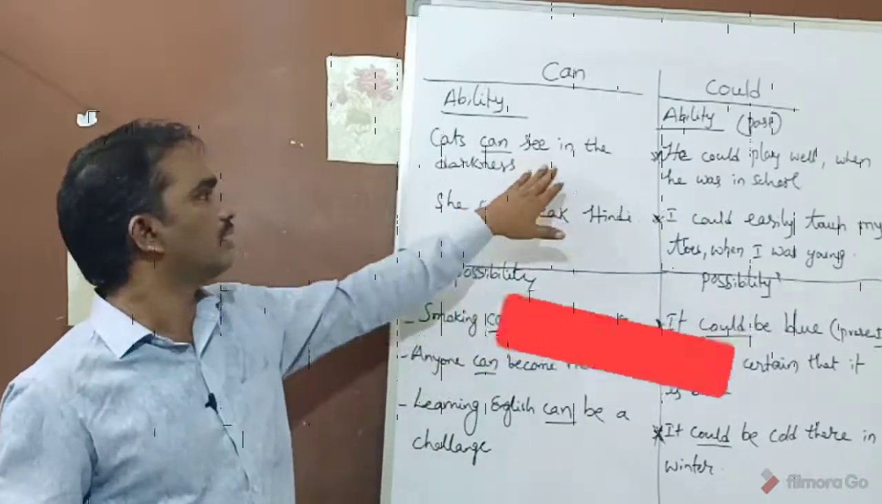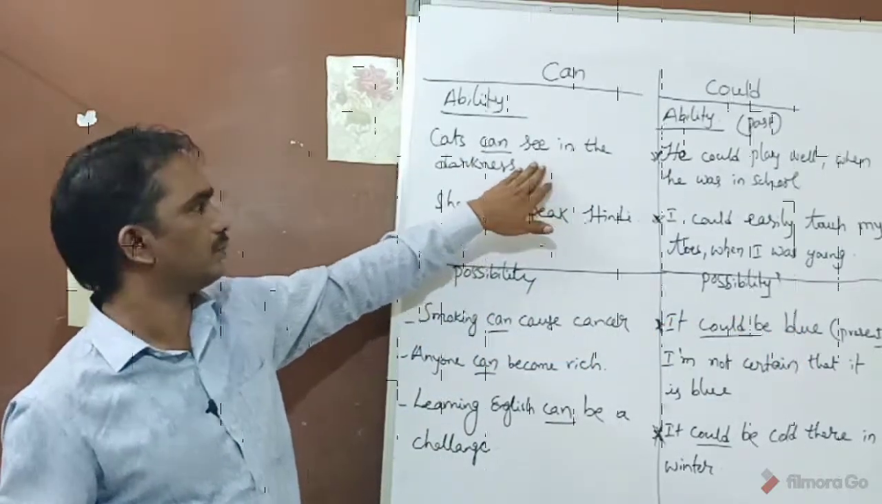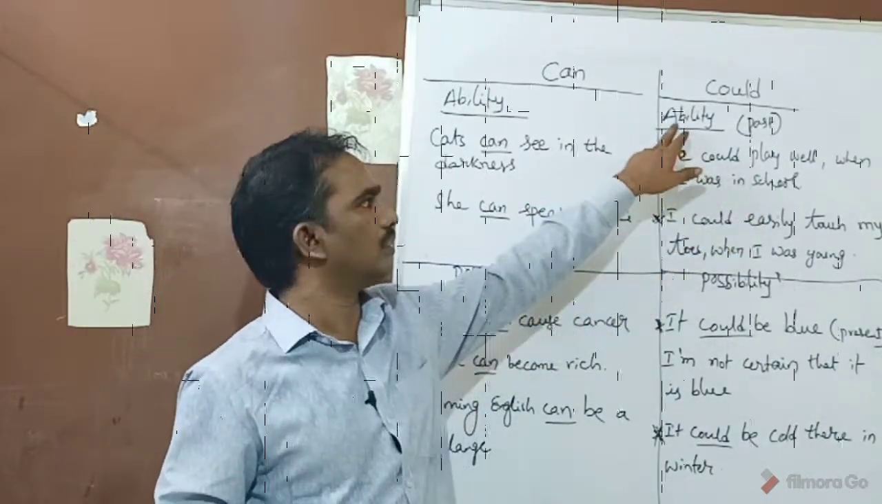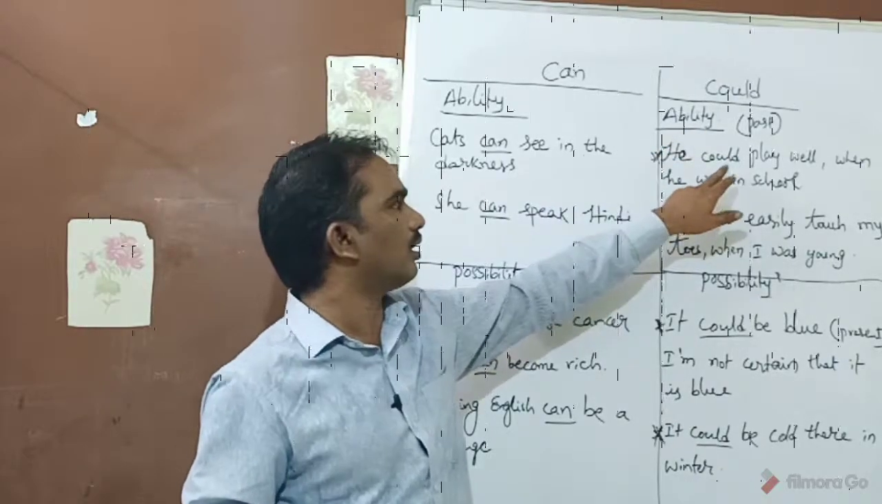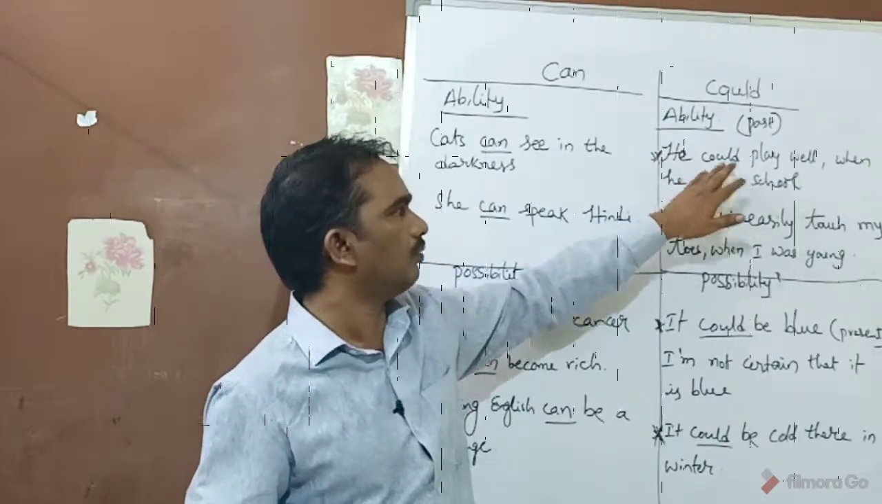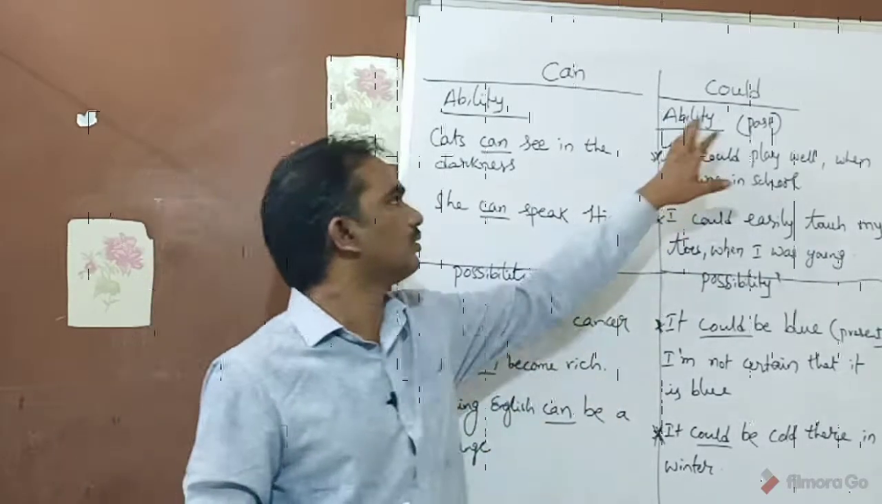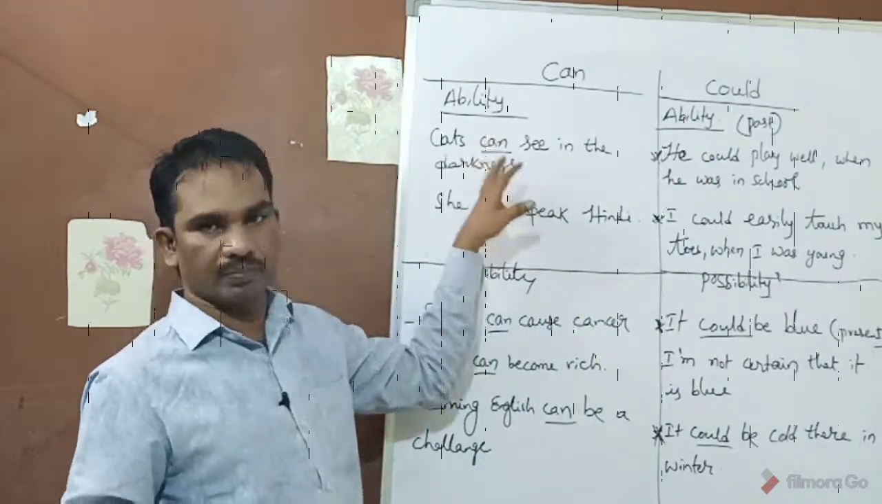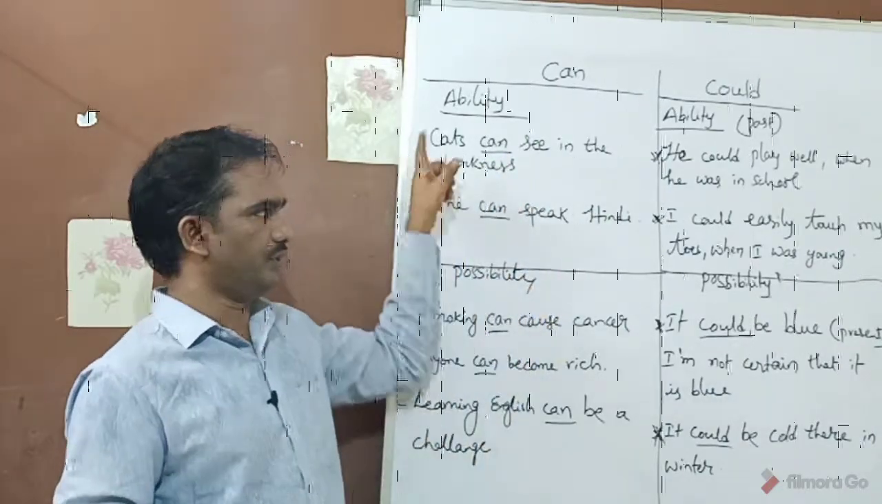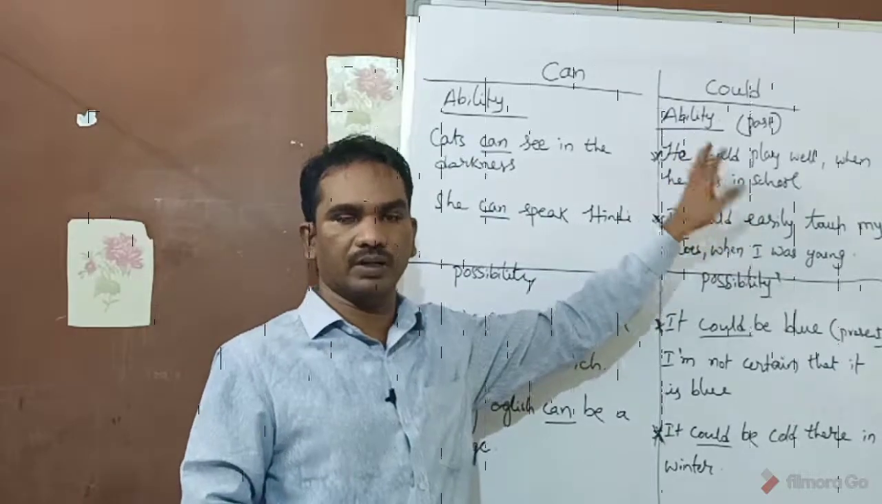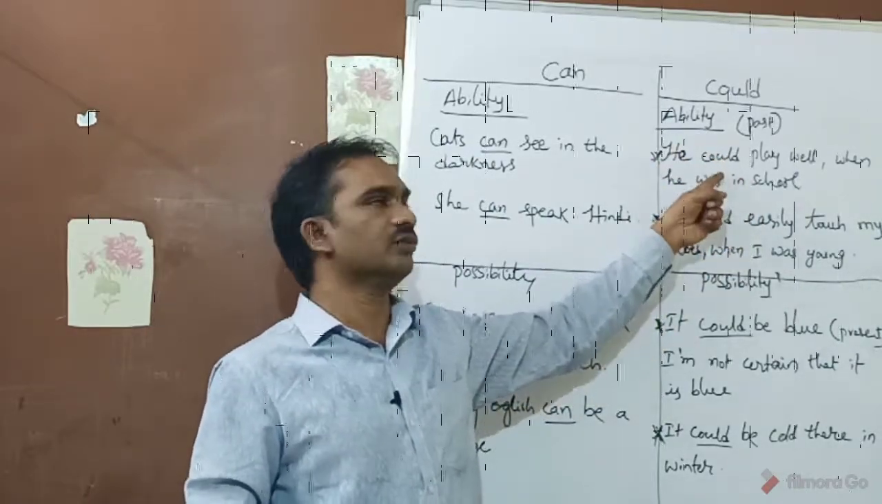So this is a present tense. But here, he could play well. You look here, ability, but we are talking about past tense. He could play well when he was in school. Right? So when we talk about ability in the present tense, we use can. And when we talk about ability in the past tense, we use could.